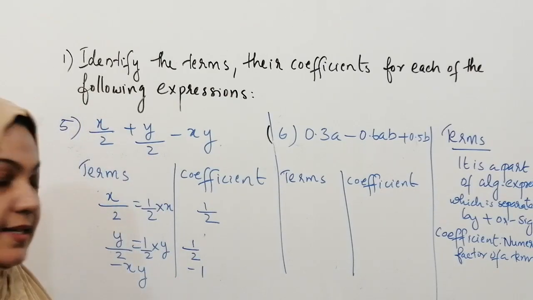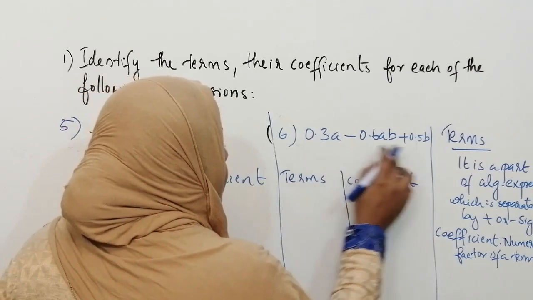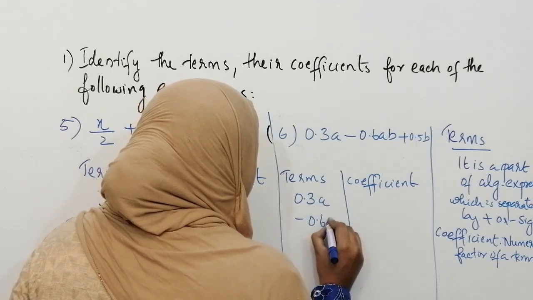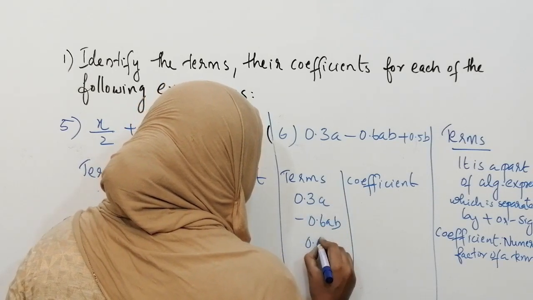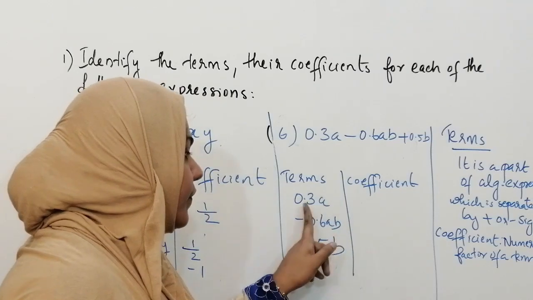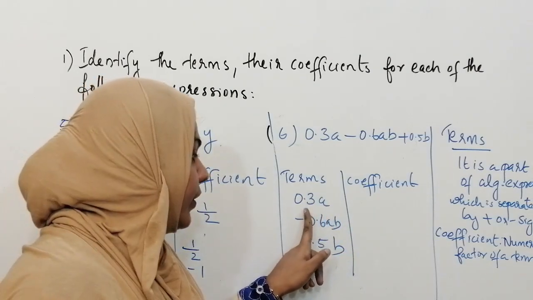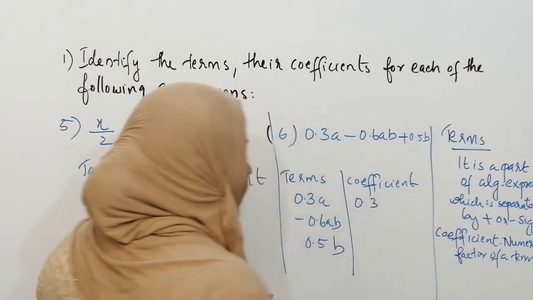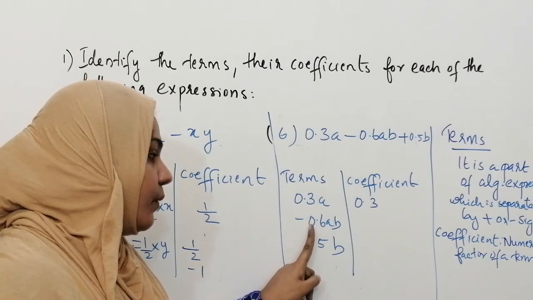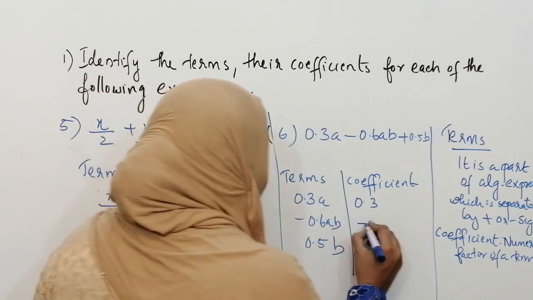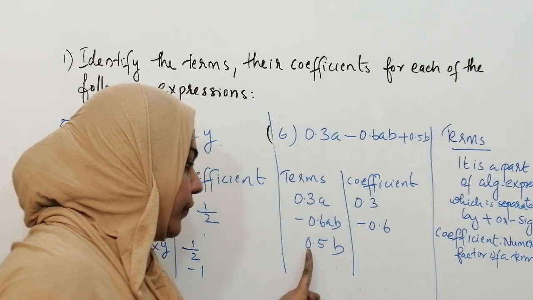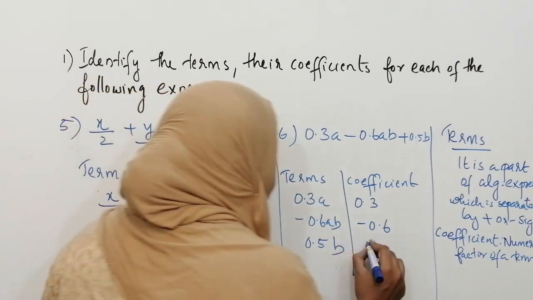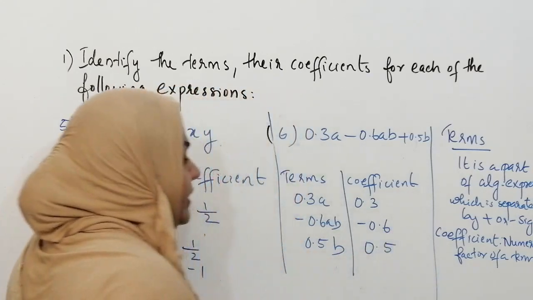So we can do our sixth question. Here also there are 3 terms. So what is the coefficient of 0.3a? You know that 0.3 into a is 0.3a. So the coefficient of 0.3a is 0.3. What is the coefficient of minus 0.6 into ab? Minus 0.6. So what is the coefficient of 0.5b? 0.5 into b is 0.5b. So the coefficient of 0.5b is 0.5.